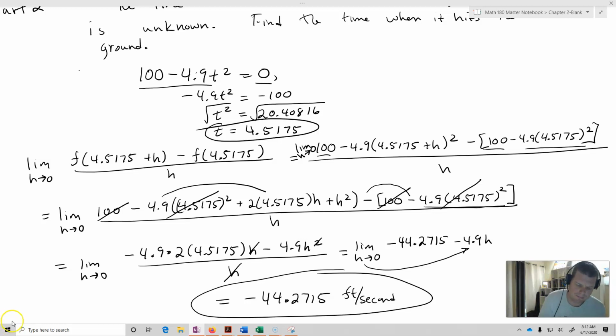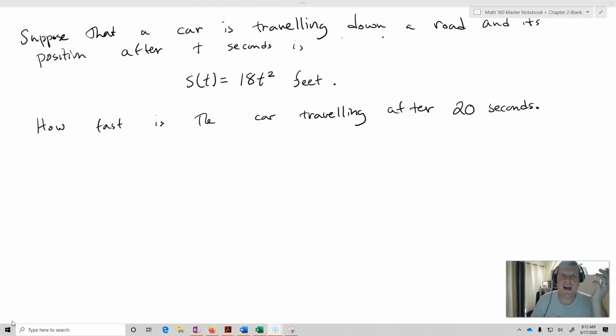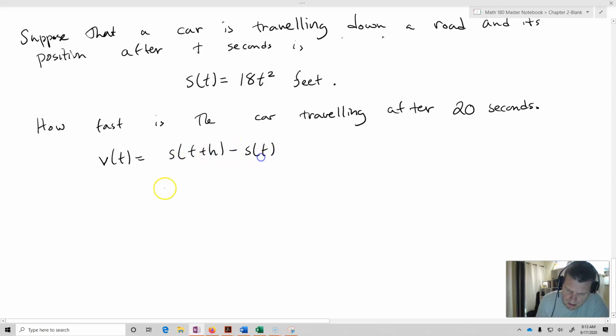Let's do one more example. Let's suppose that a car is traveling down a road and its position after t seconds is s of t equals 18 t squared feet. So that's its position function. How fast is the car traveling after 20 seconds? We're going to just use our velocity function. v of t is going to equal s of t plus h minus s of t, all divided by h, and we're looking for the limit as h approaches 0.